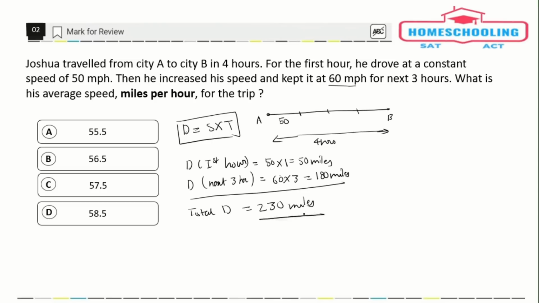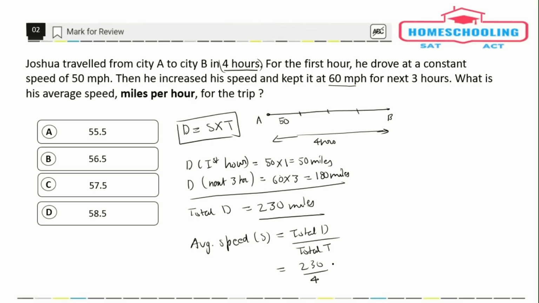So now we know the total distance, and in the question it was already given that the total time was 1 plus 3 hours, that is 4 hours. So we know the total time and total distance, so now we can find the average speed. Average speed S is equal to total distance by total time. The total distance is 230 and the total time is 1 hour, then 3 hours. It was also given that the total distance from city A to B was covered in 4 hours. So 1 plus 3, that is 4.